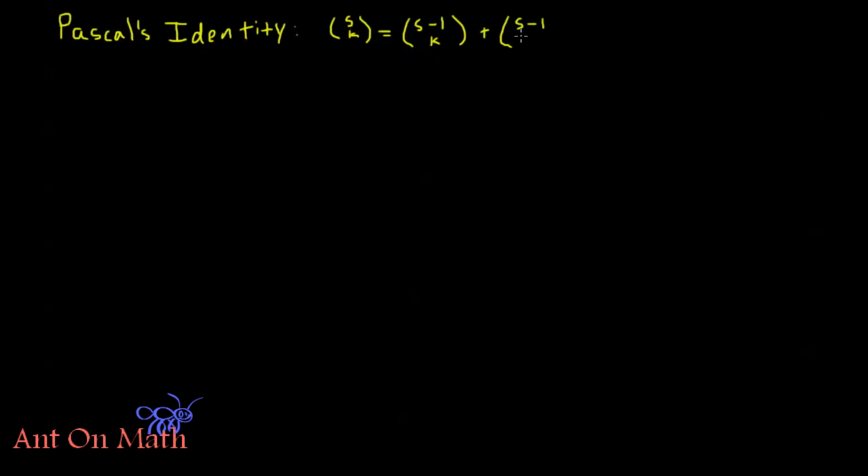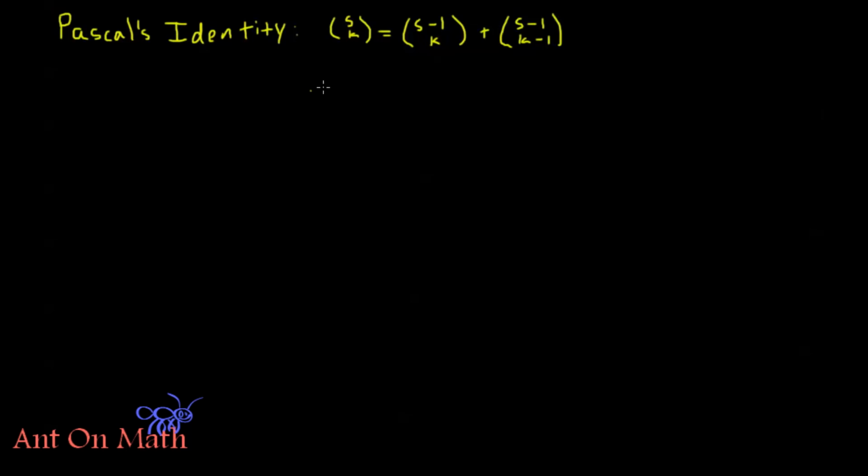Now in this video we're going to talk about Pascal's triangle. And we're going to derive it using Pascal's identity that we talked about in the last video. So recall that Pascal's identity was that s choose k is equal to s minus 1 choose k plus s minus 1 choose k minus 1.